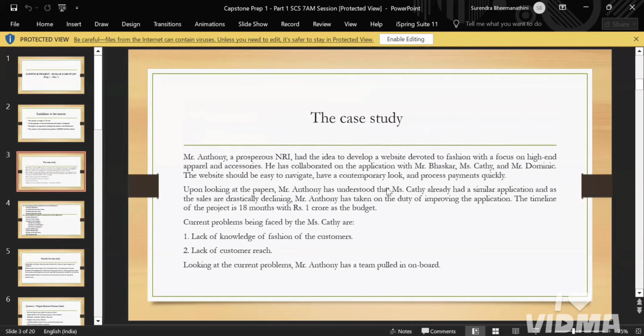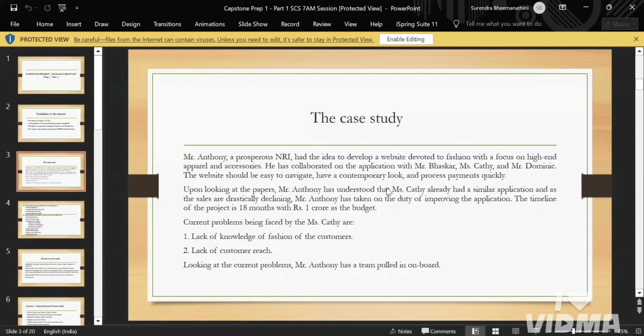So first of all, we need to know about the case study. This is the main part. For every prep one part one, we will give one case study. This is a sample, a similar case study. So you need to know about the case study. I will explain what this is, then we will go to the questions you need to understand in this session, and write down the questions and answers in a Word document.